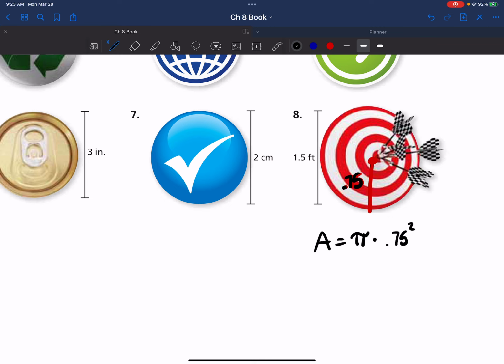Okay, 0.75 squared, I'm just going to do it real quick on the calculator for you. It's 0.75 times 0.75. You're going to get 0.5625. And then times that by pi. And after you do all that, you get 1.76625 feet squared.